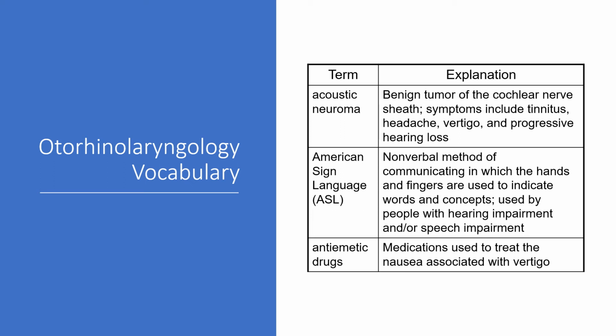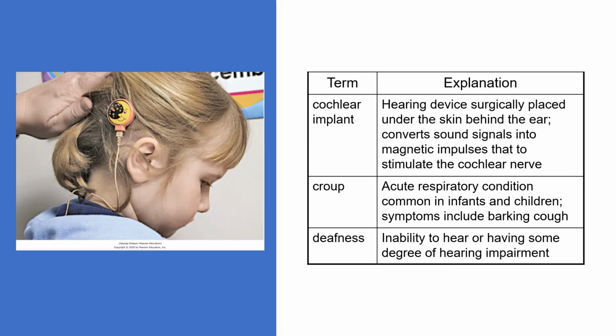Antiemetic drugs are medications used to treat the nausea that's associated with vertigo. A cochlear implant that you see here is a hearing device surgically placed under the skin behind the ear that converts sound signals into magnetic impulses that stimulate the cochlear nerve.